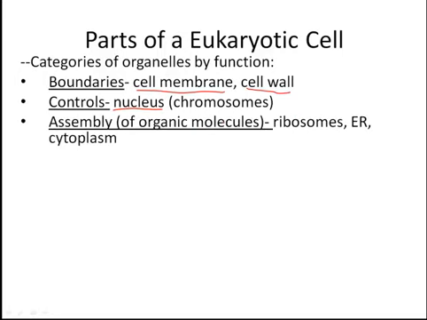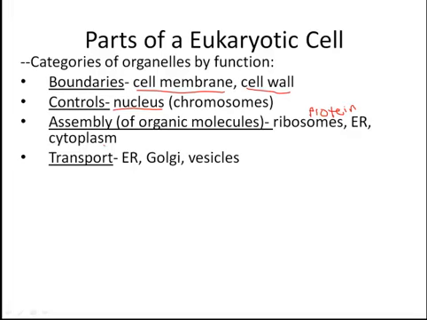Assembly of organic molecules. We need to be able to make all of our different organic molecules, especially proteins, but also lipids, nucleic acids, all sorts of stuff. So involved in that, you have your ribosomes. Your ribosomes are going to be making proteins. Your ER is also involved in that. ER stands for endoplasmic reticulum. There's also smooth ER, which is involved with making lipids, and everything floats around in the cytoplasm, and a lot of different chemical reactions will happen in the cytoplasm.